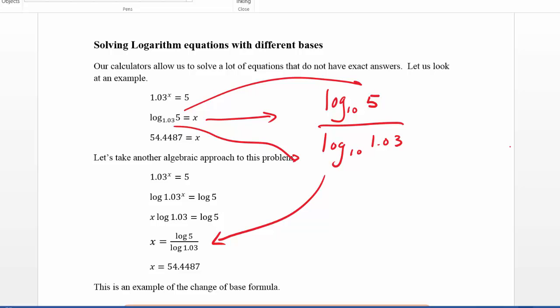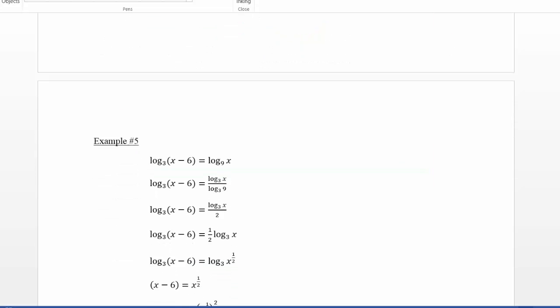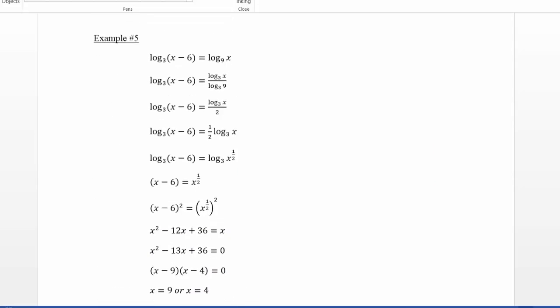Now, one of the things that you need to understand about the change of base formula, if you look at this concept box, notice it doesn't say that it has to be log base 10. It can be any log base as long as the log bases are the same, and you can use this change of base formula. Now, this is going to come in real handy when we're solving different equations of logarithms that have different bases.